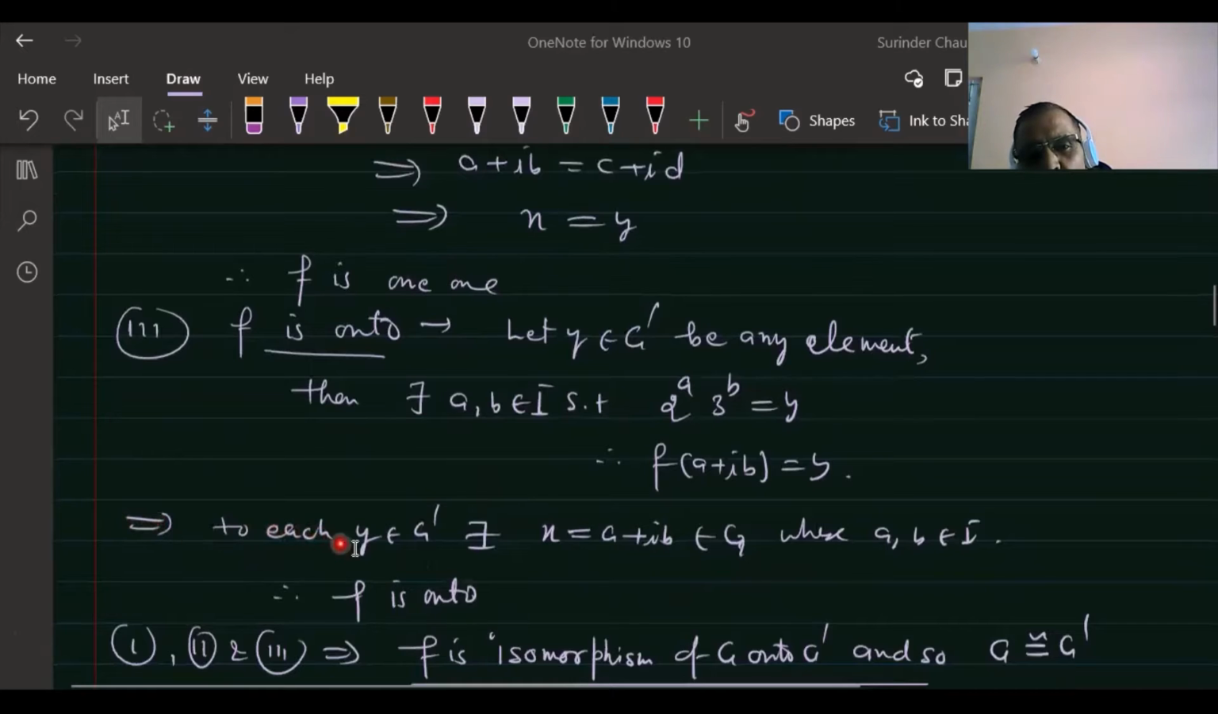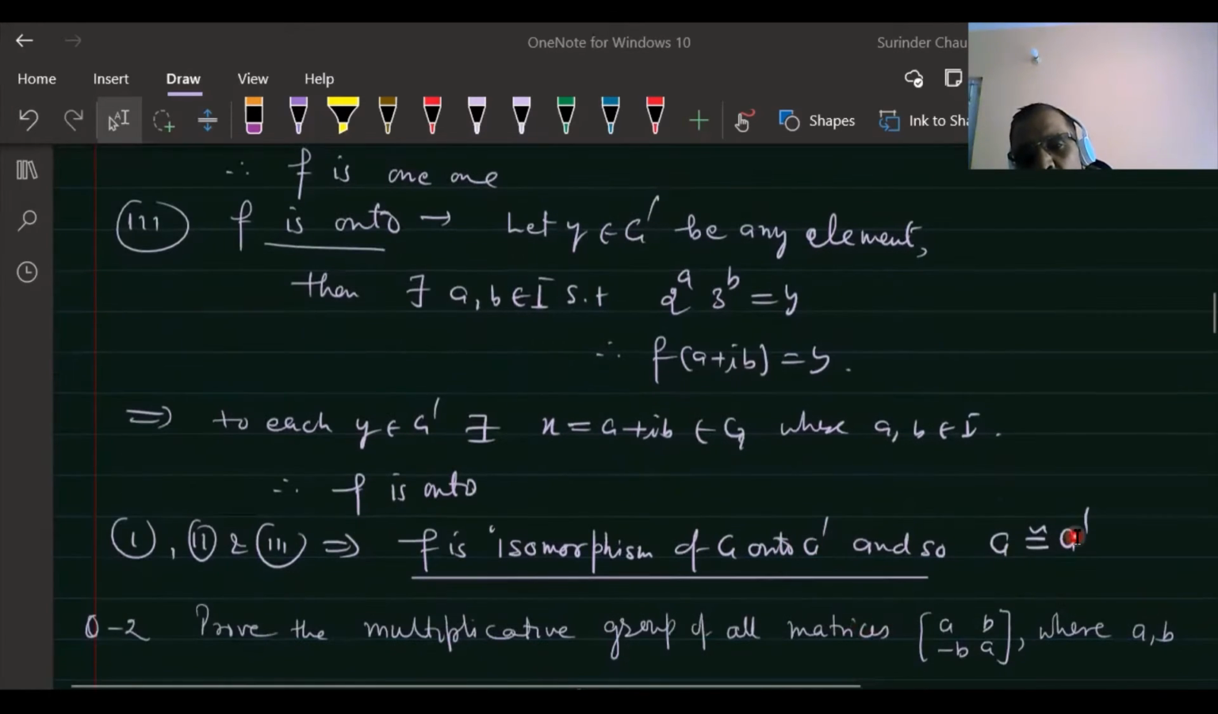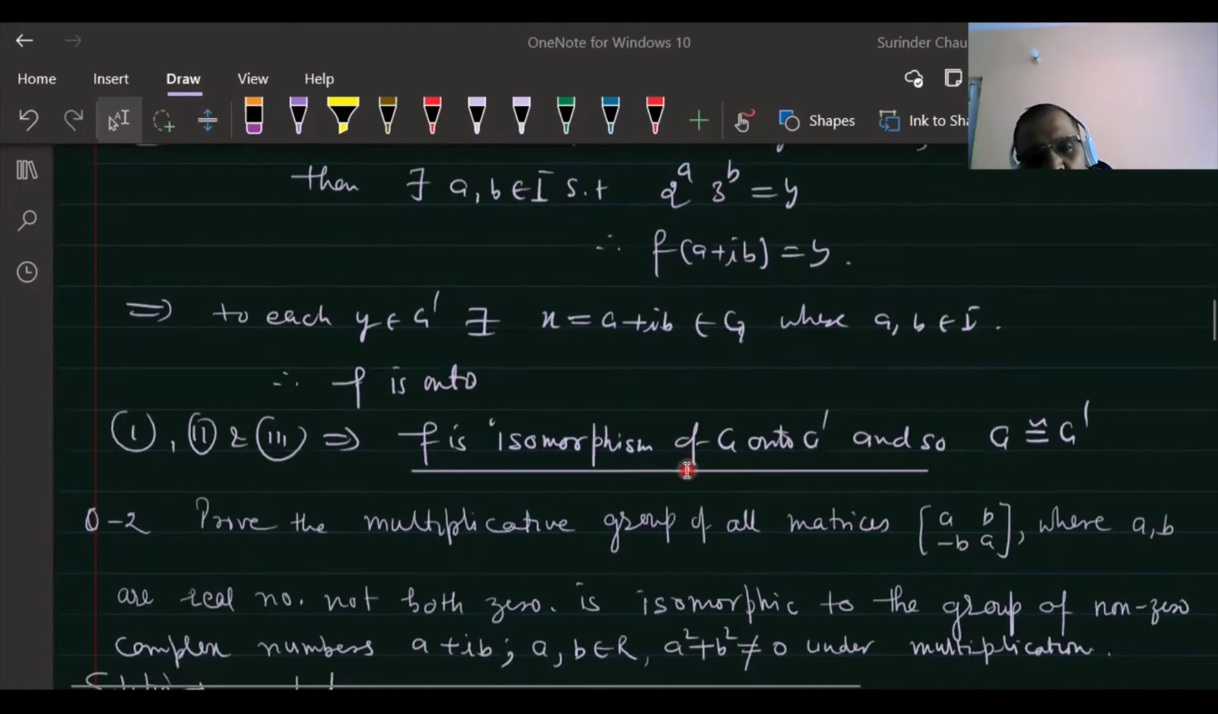For each y belonging to G', there is an x equal to a plus iota b belonging to G such that f(x) = y. So f is a homomorphism, f is one-one, f is onto, which implies f is an isomorphism of G to G', and this implies G and G' are isomorphic groups.